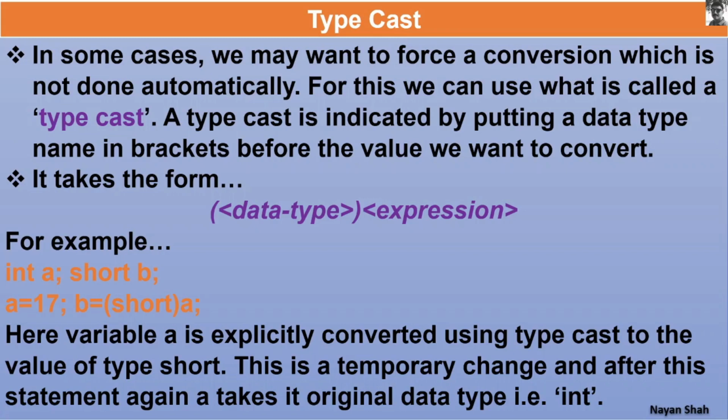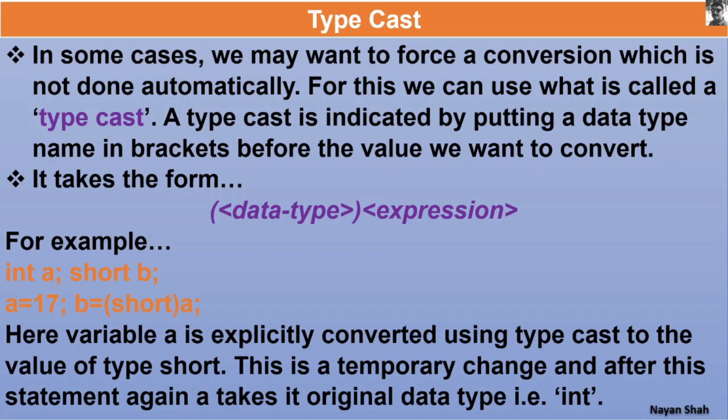But here what we are now doing is forcefully reducing the size of a from integer to short by using typecast. So we say b is equal to (short) a. So temporarily a will become the short data type, and then the value will be assigned to b, but after that a will again become integer.